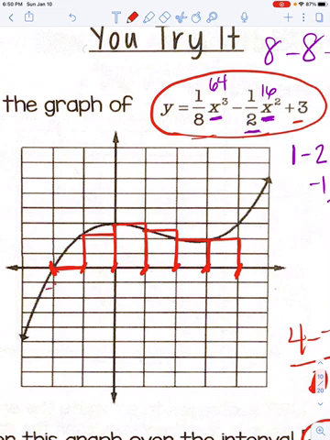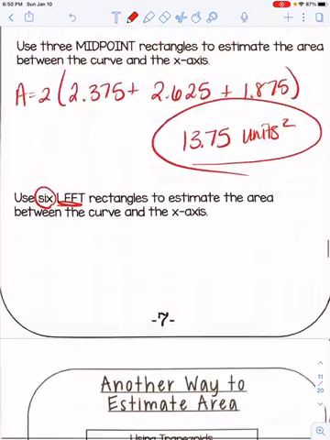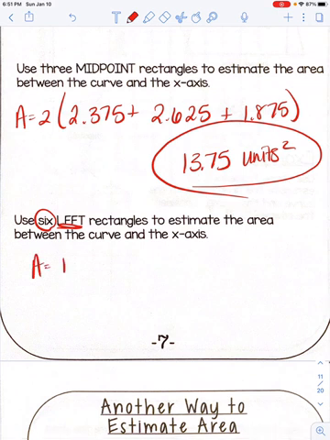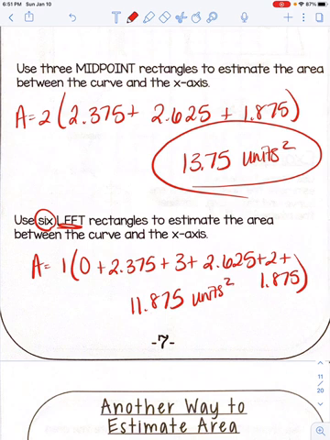There they are. Left-handed, so I need -2, -1, 0, 1, 2, and 3. I do not need 4's y value. So I'm going to go to my previous problems. I feel like I have all of these. Again, the width of my rectangles is a 1. Add all that together. There it is.